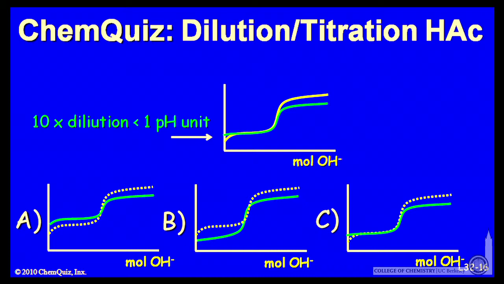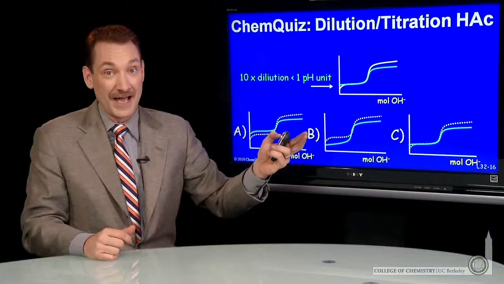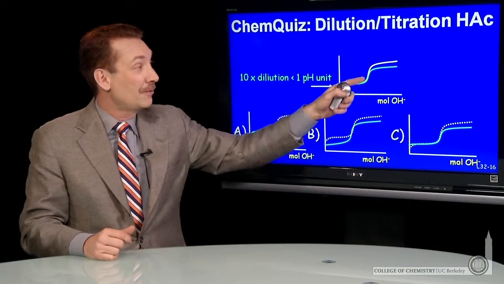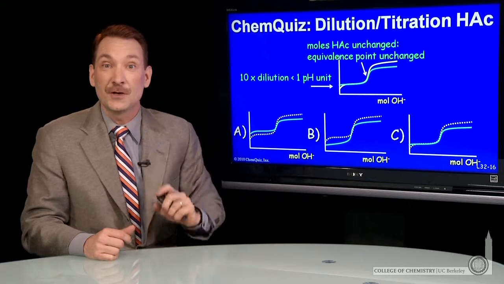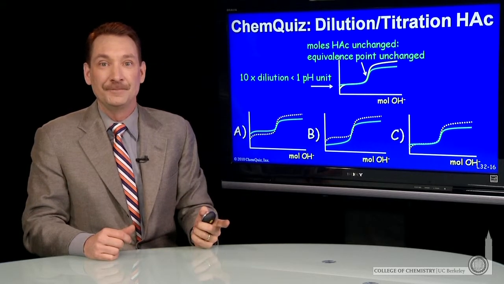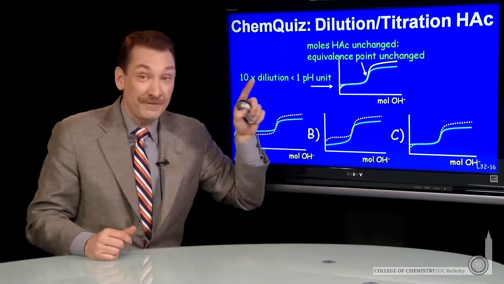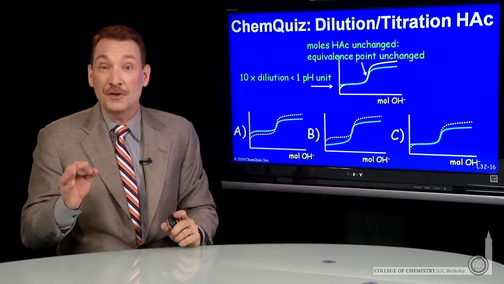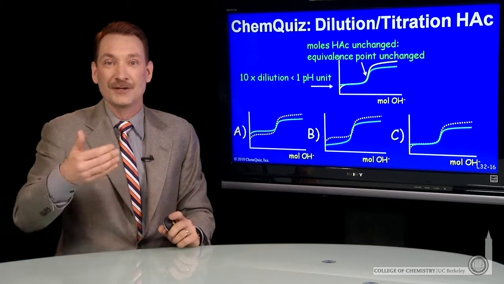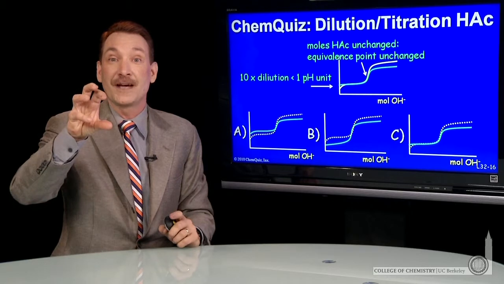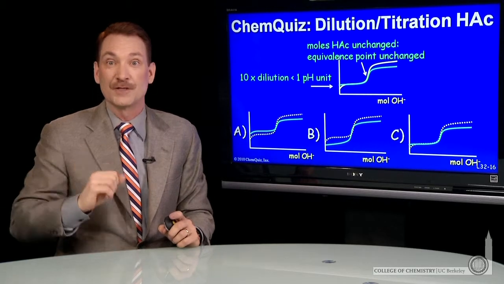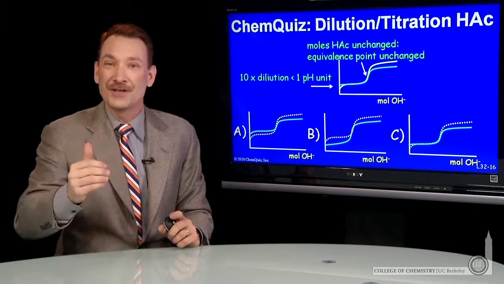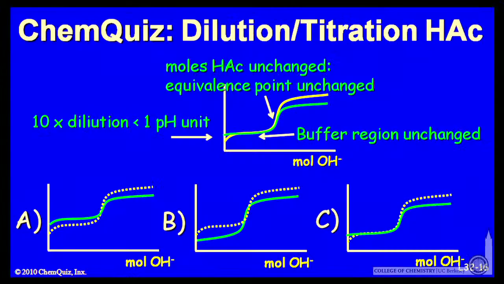Now, in dilution, you haven't changed the total amount of acid. So the total amount of acid is the same, so the total amount of base required to reach equivalence point is the same. In the buffer region, remember, buffers are also resistant to changes in dilution. You dilute a buffer by a factor of 10, but the ratio of acid to base is what's important in a buffer. And the ratio doesn't change upon dilution, so the buffer region is relatively unchanged.